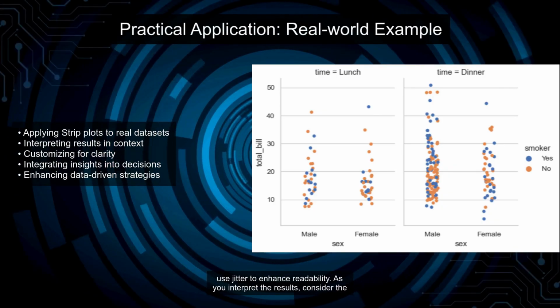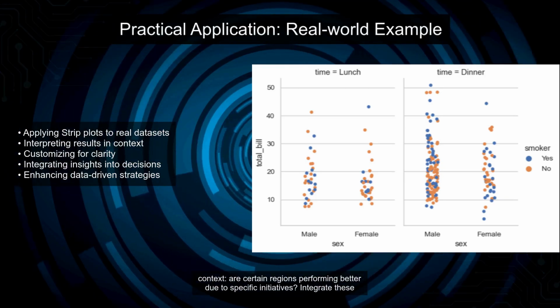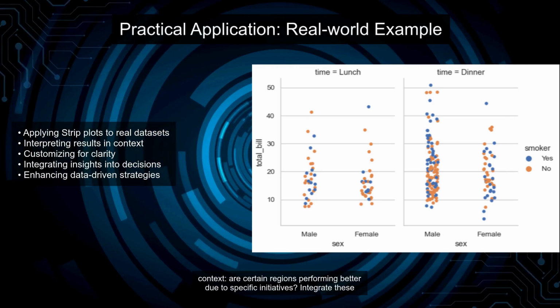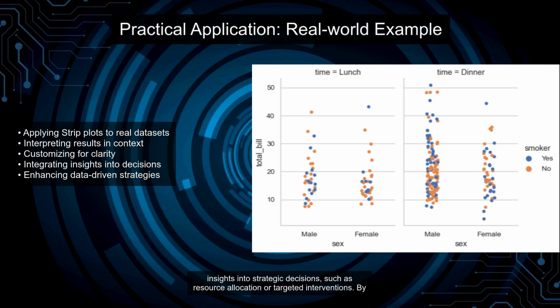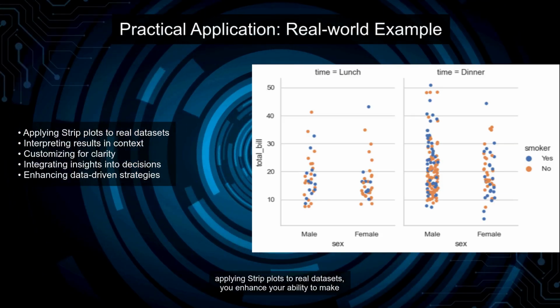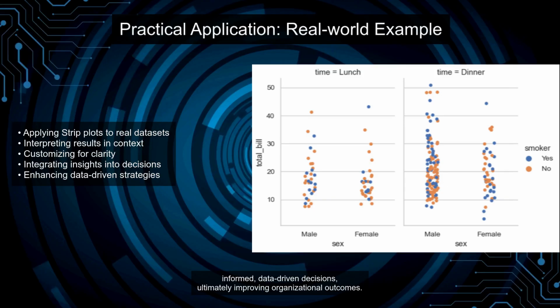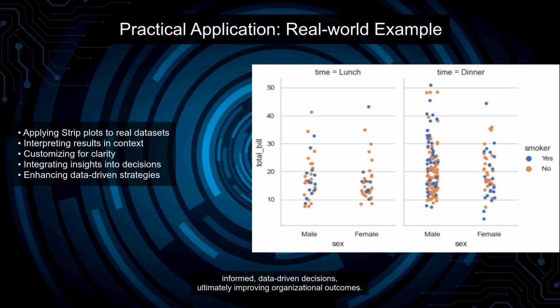Customize aesthetics and use jitter to enhance readability. As you interpret the results, consider the context. Are certain regions performing better due to specific initiatives? Integrate these insights into strategic decisions, such as resource allocation or targeted interventions. By applying strip plots to real datasets, you enhance your ability to make informed, data-driven decisions, ultimately improving organizational outcomes.